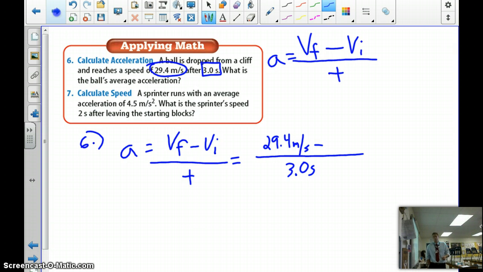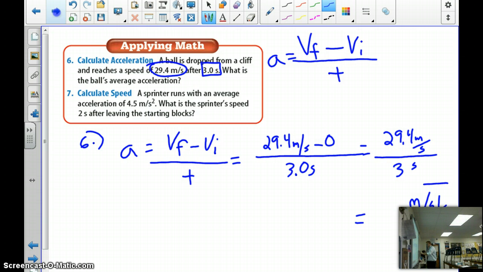So if you're just dropping a ball from your hand and letting it go, what was the initial velocity? Well, 0. If you're throwing it, it's another story. But if you're just dropping it, your initial velocity is 0. So you would solve this by taking 29.4 minus 0 and getting 29.4 meters per second divided by 3 seconds. I'll let you complete the math, but I also want you to recognize the units. You should end up with meters per second per second.